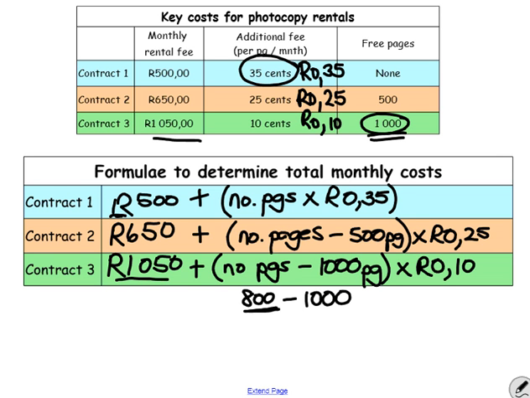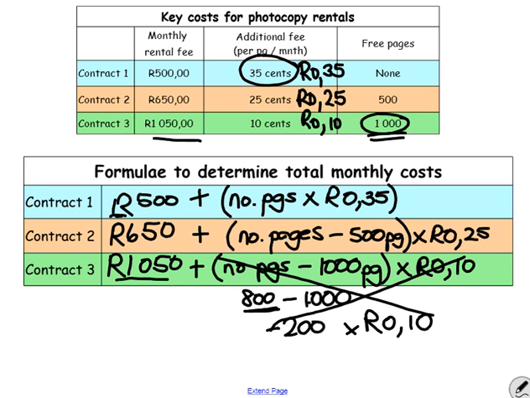If you use 800, if you put that number on your calculator, you would have got minus 200. But you're not going to say minus 200 multiplied by 10 cents. So if it is less than 1,000, then this doesn't come into play. Then all you're going to pay is 1,050 Rand for the rental. So obviously you're going to look at which contract suits you depending on the number of pages you use per month. Are you all happy with that?